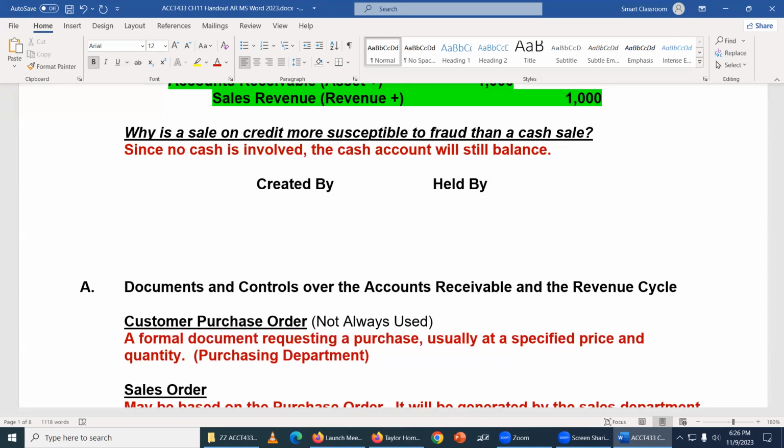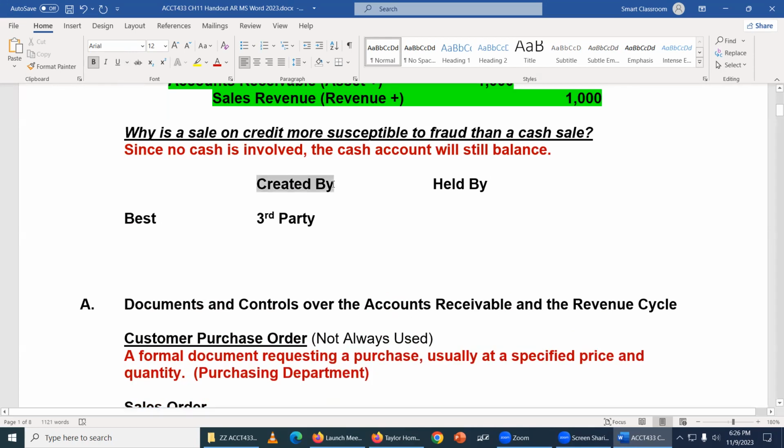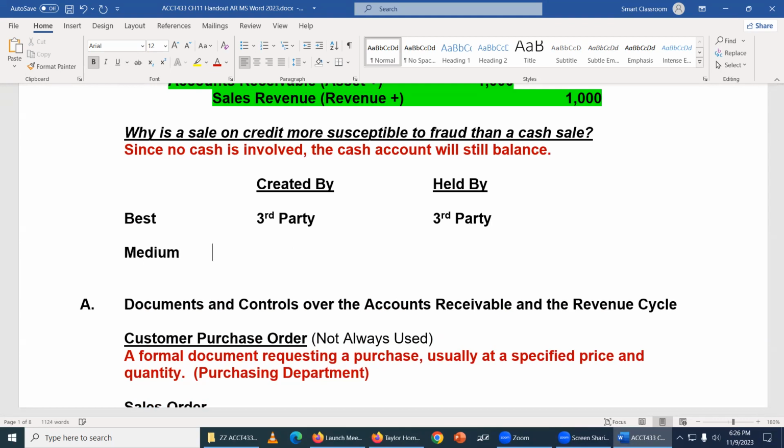The best evidence is created by a third party, and it's held by a third party. So someone other than the client creates it, and someone other than the client holds it. Okay. We'll say the medium evidence is created by a third party and is held by the client.